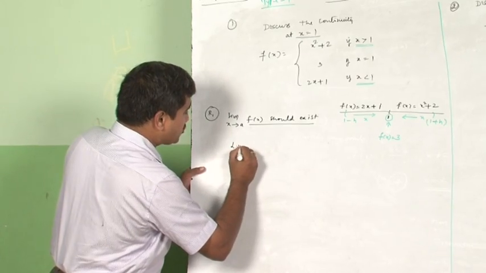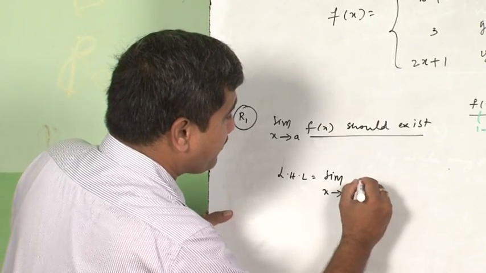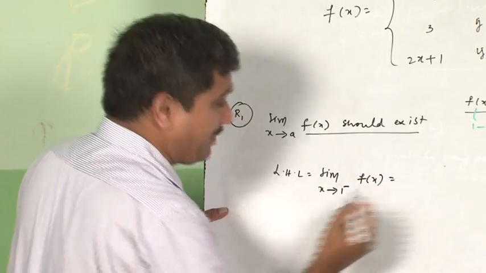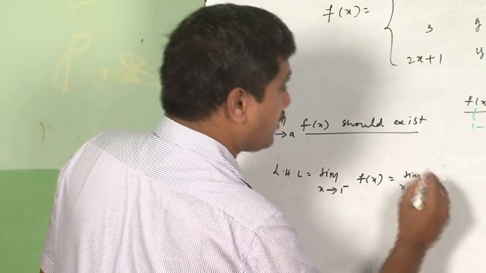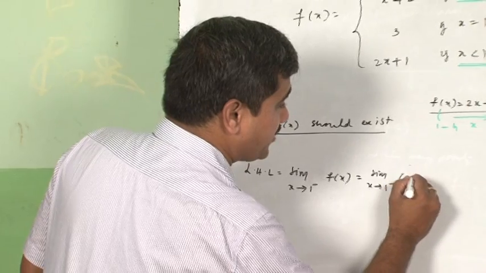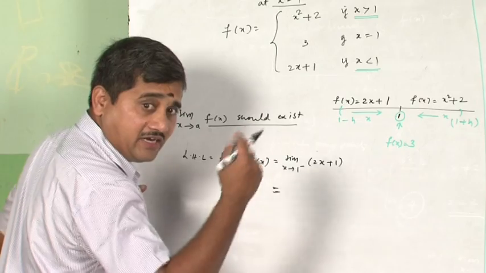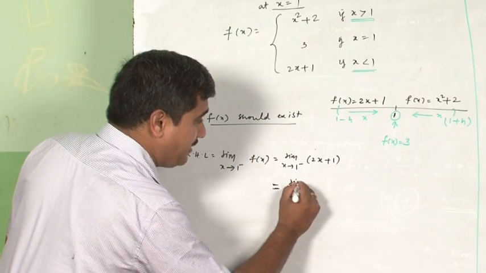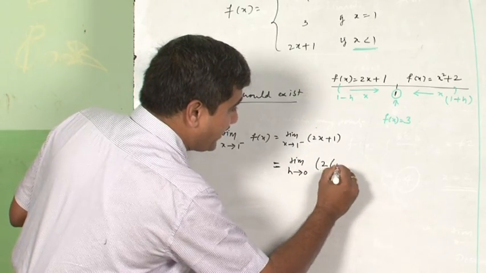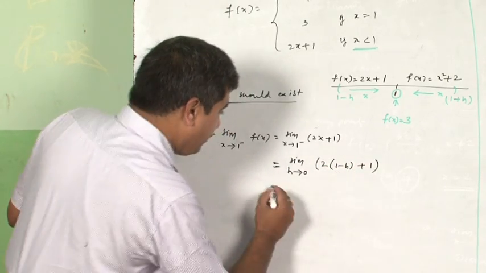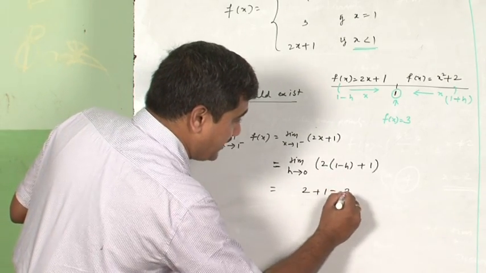First, LHL, I will calculate the left limit. Limit x tends to 1 minus f of x is, according to the graphical picture, 2x plus 1. Then according to the rules that we have already learned in class 11th, I write this as limit h tends to 0 of 2 times (1 minus h) plus 1. Putting h is equal to 0 in this, 2 plus 1 is 3.